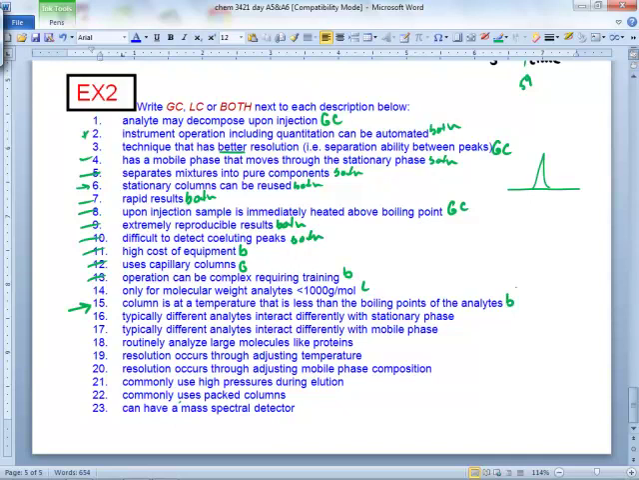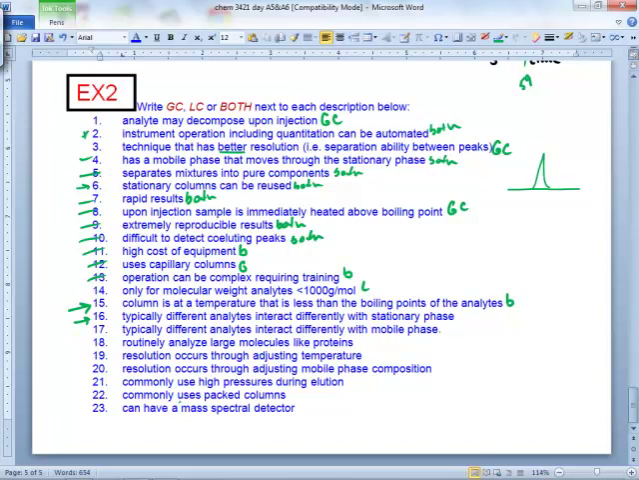Typically, different analytes interact differently with the stationary phase. True, yeah. Who has it? Erica? Both? Everybody agree? Both? Yeah. We skipped Kimberly. No, I answered. Did she? Okay, we're on Jamesa then.